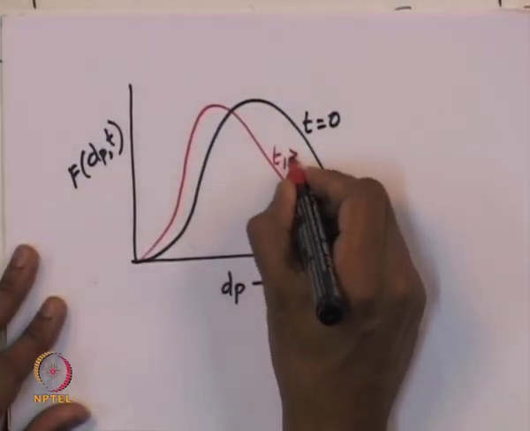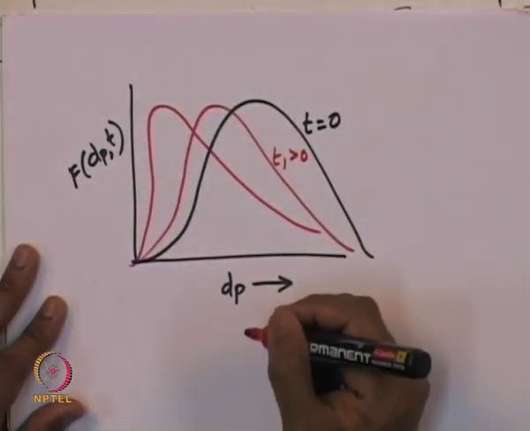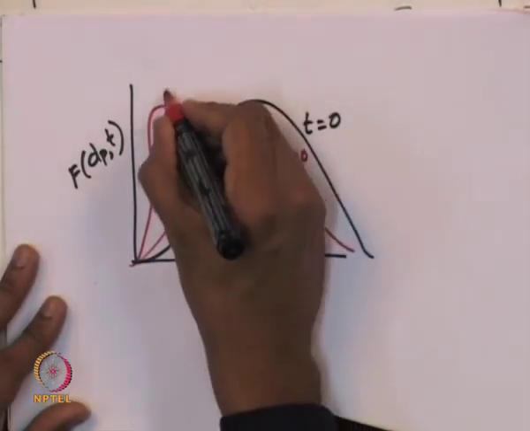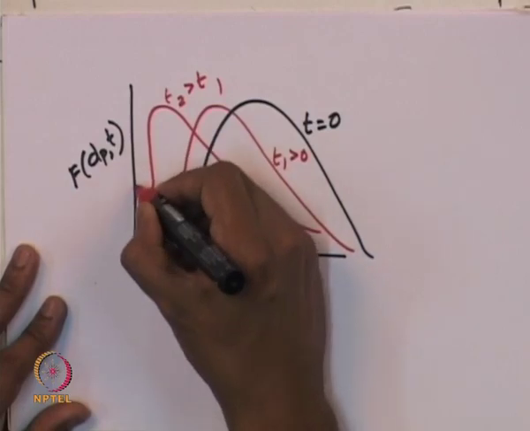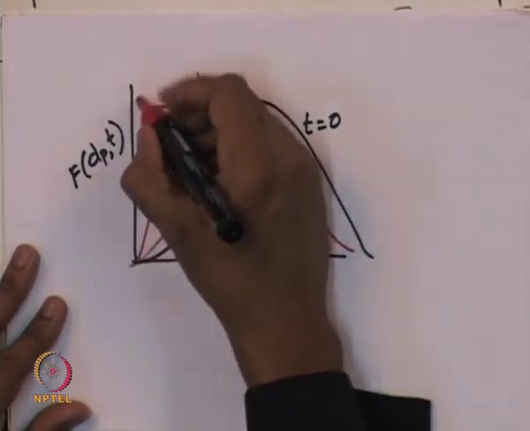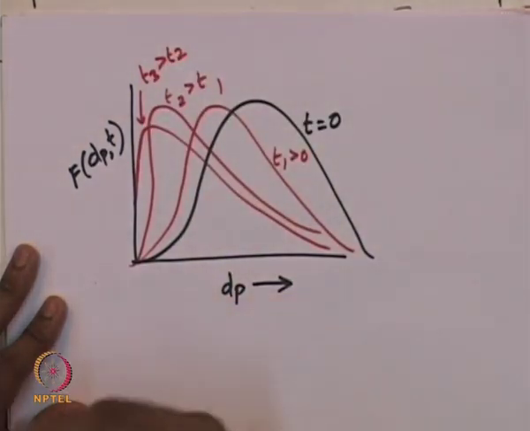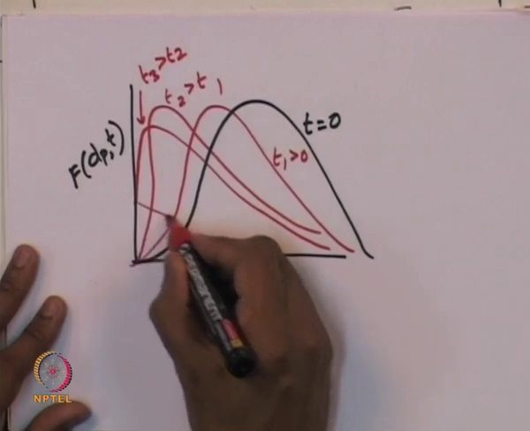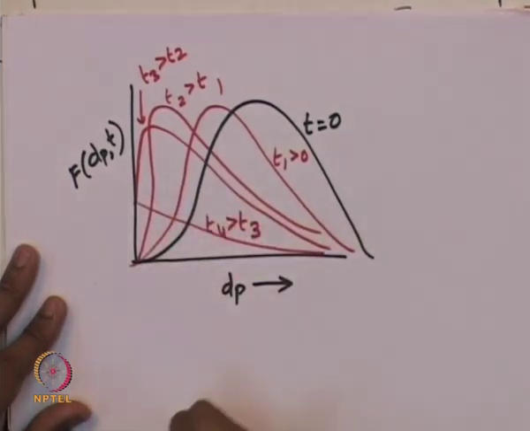And so this is T1, which is greater than 0, and then as time further goes by, more dissolution will happen, and so this will be T2, which will be greater than T1. And then further time elapses, and this will be T3, which is greater than T2, and then eventually when the conversion is almost complete, the distribution will look like this, where this is T4, which is greater than T3. So that's the kind of distribution that one can obtain as a function of time for these polydispersed particles which are undergoing dissolution.